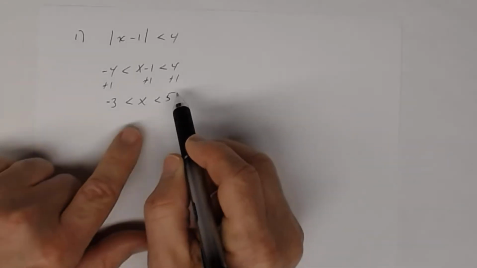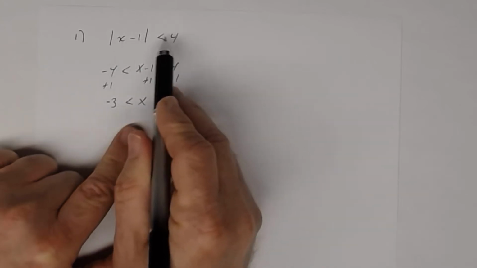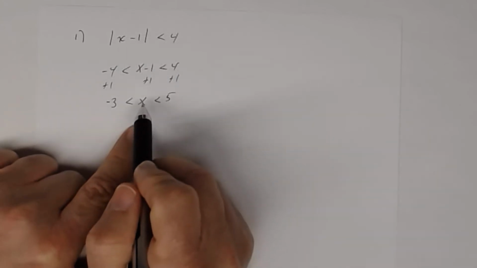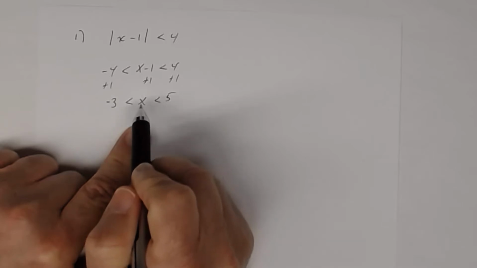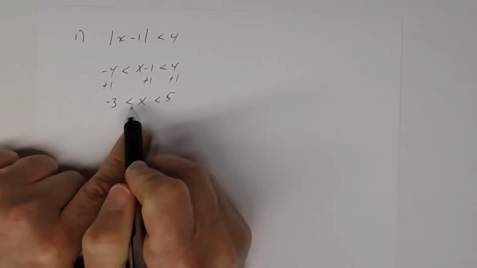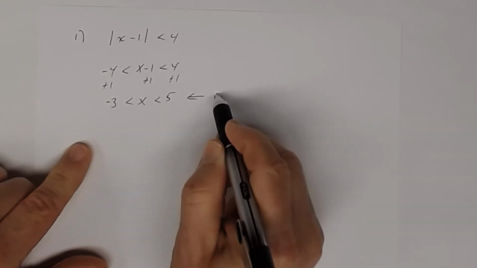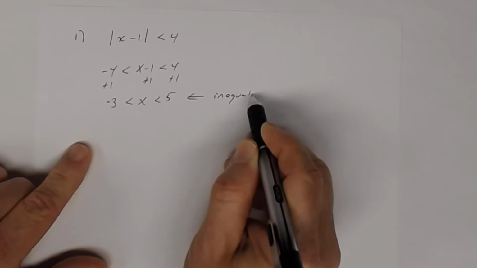So my solution to this original absolute value inequality would be any real number, whether it's rational or irrational, any real number between -3 and 5. So that's the solution in terms of an inequality.